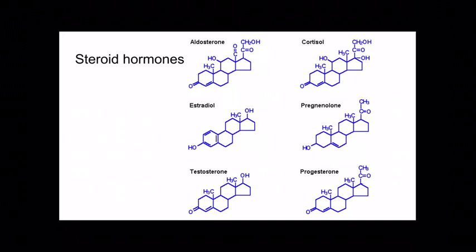So aldosterone and cortisol are two hormones that come from the adrenal glands, and those are both hormones in that category of stress hormones. So a lot of our adrenal hormones are steroid hormones. In other words, they're fat-soluble hormones with a steroid foundation to them.